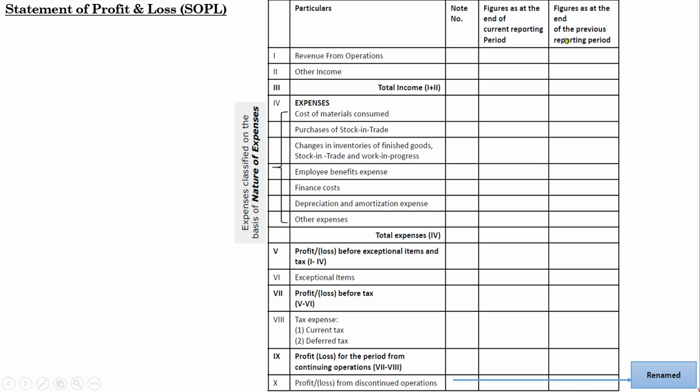In almost all cases, you may come across a question where only the current year balances will be given. So first of all, we will begin with incomes.